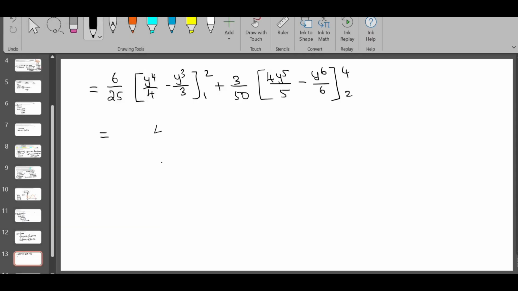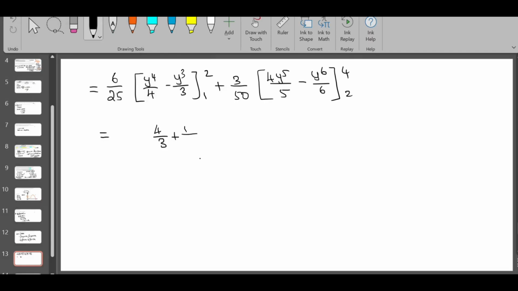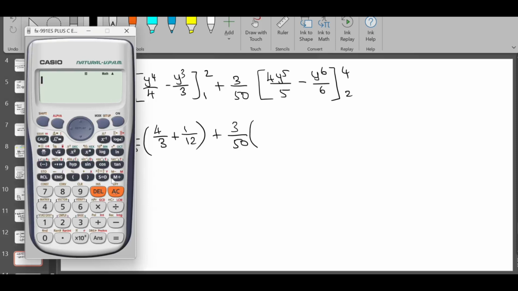That's 4 over 3 minus, when I sub in the lower limit, it's 1 over 4 minus 1 over 3. That's minus 1 over, so plus 1 over 12, times 6 over 25, plus. Here, apply the upper limit first.